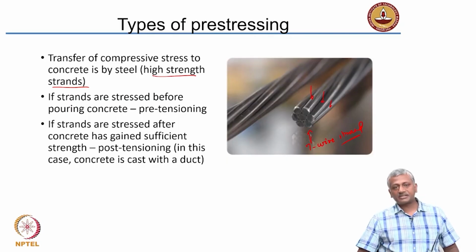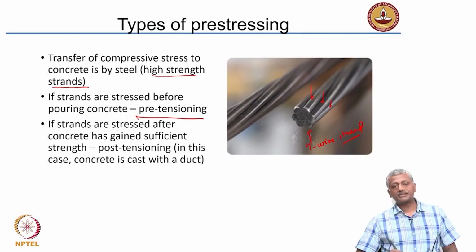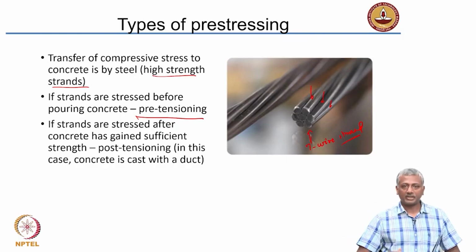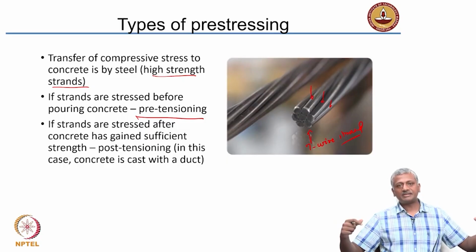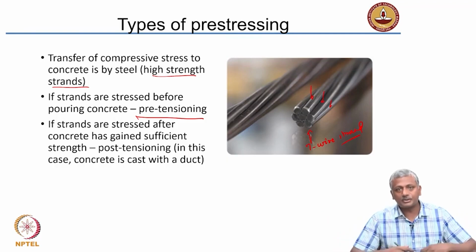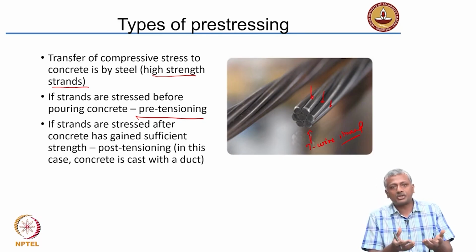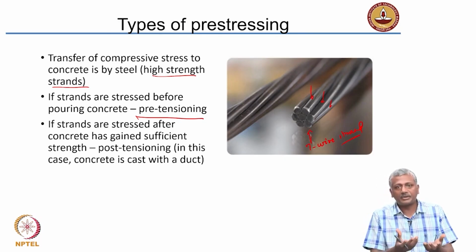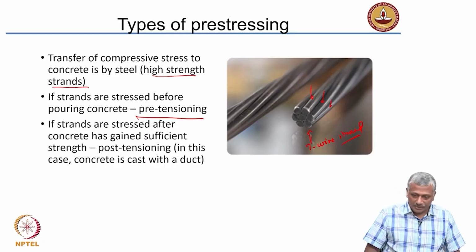So if the strands are stressed before you pour the concrete, we call it pre-tensioning. I'll come to an explanation in just a minute. However, if you prepare the concrete that hardens and then you prepare it with some sort of a cavity inside and then push the strand inside and pull it to cause compression in the concrete, that's called post-tensioning. So pre-tensioning means that you have the strand sitting inside fresh concrete and concrete hardens around it. Post-tensioning means that the steel is actually embedded only after the concrete hardens. Okay. So how does this work?